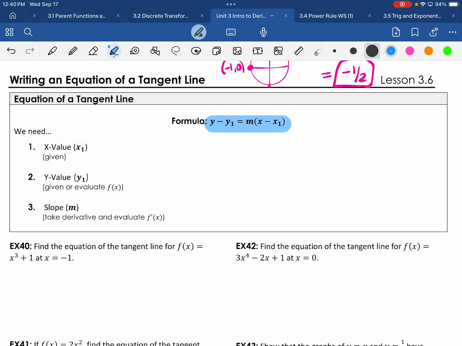Why is the point-slope formula the same as a tangent line? Because a tangent line is a line. And this is the equation of a line. Does that not make sense? A tangent line is just a linear line, and this is an equation of a linear line.